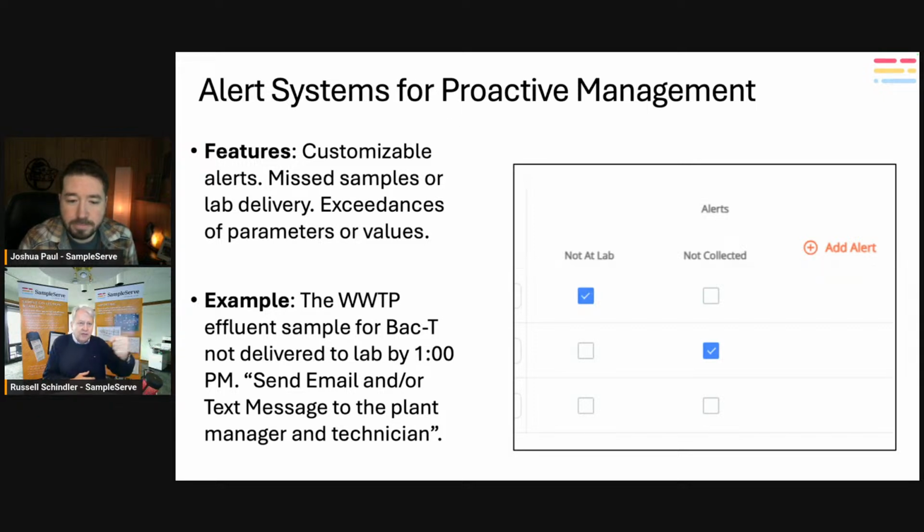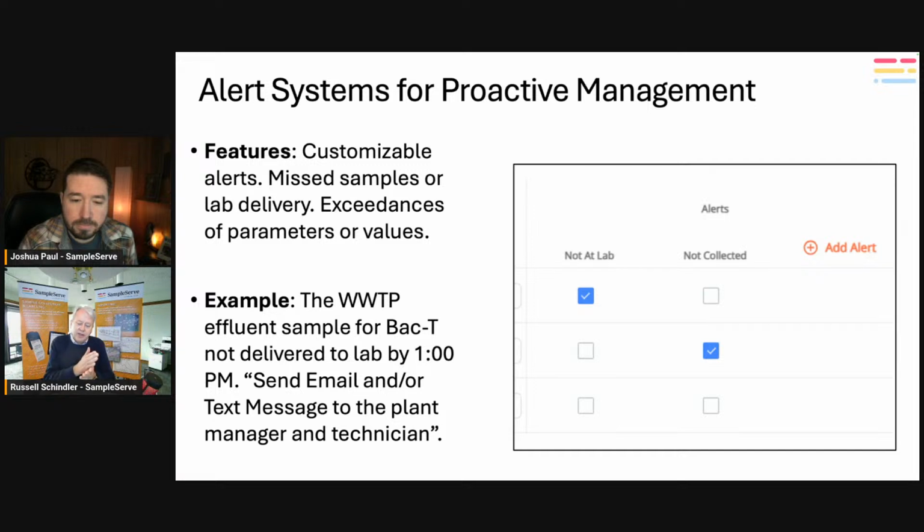So we have an alert in there, which is totally customizable, where, let's say, I wanted that sample collected by 9 o'clock in the morning. If it's not collected by 9, send out a text message to the plant manager and to myself, and then also send an email. It could be either or both.